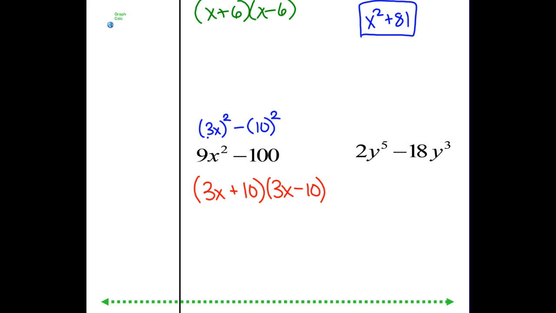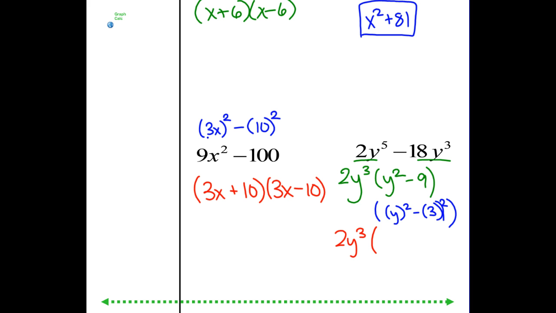So again, let's look at this next part here. What can I pull out, or how can I factor this? First thing I can do is, I have y's that I can pull out, greatest common factors. Y cubed, so this would be 2y cubed, and I can also pull out a 2, can't I? So it'd be 2y cubed times y squared minus 9. Now really, this y squared minus 9 is the same thing as y squared minus 3 squared. So in turn, we bring down that 2y cubed, and we have our difference of squares, so y plus 3, y minus 3. That's our fully factored version.